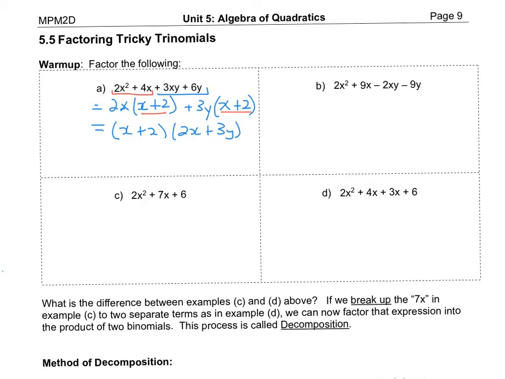Let's try part B. Again, we're going to pair things up. You sometimes want to move things around if it makes more sense. I think I can work with the first pair, and they would have an x in common, and that would leave me with a 2x and a plus 9.